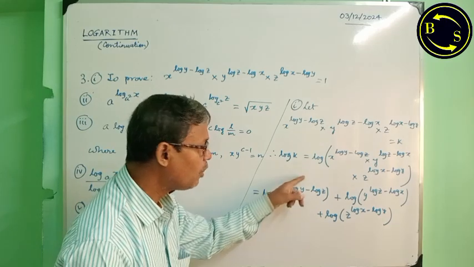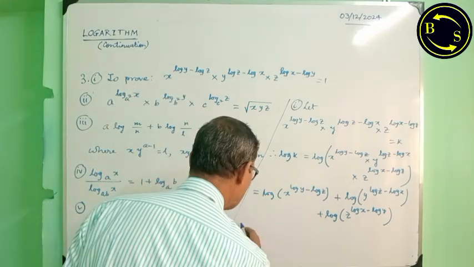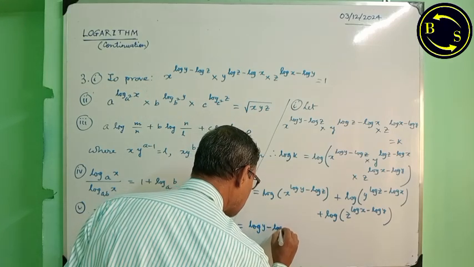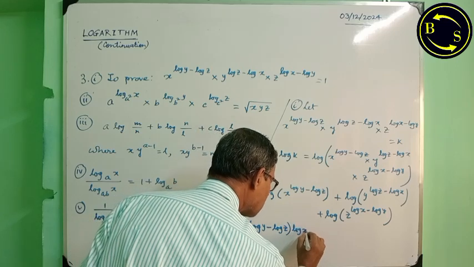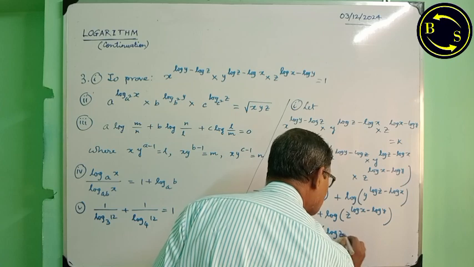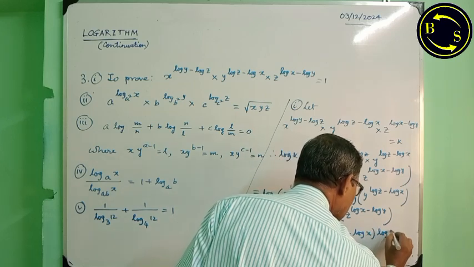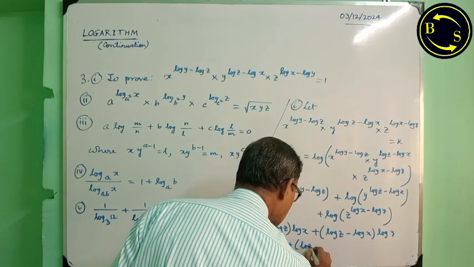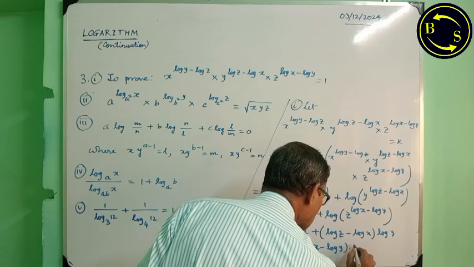Then log a to the power n form is equal to n log a. Therefore it will be log y minus log z whole into log x plus log z minus log x into log y plus log x minus log y into log z.